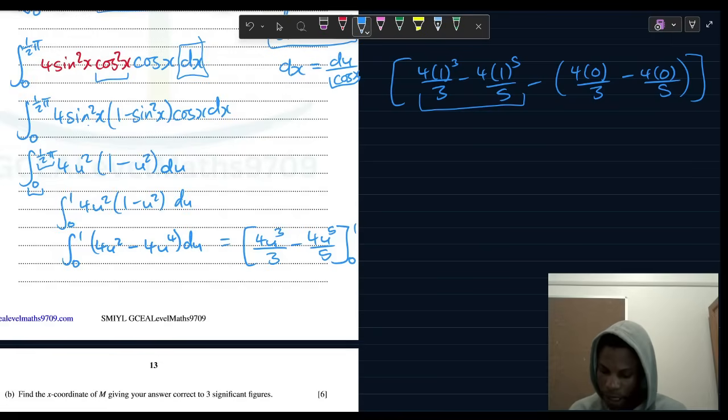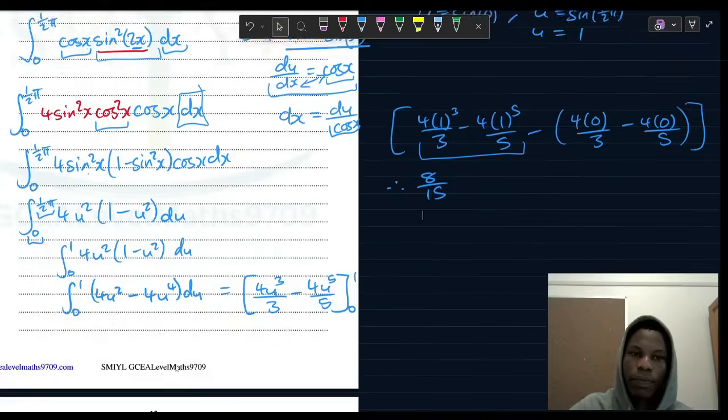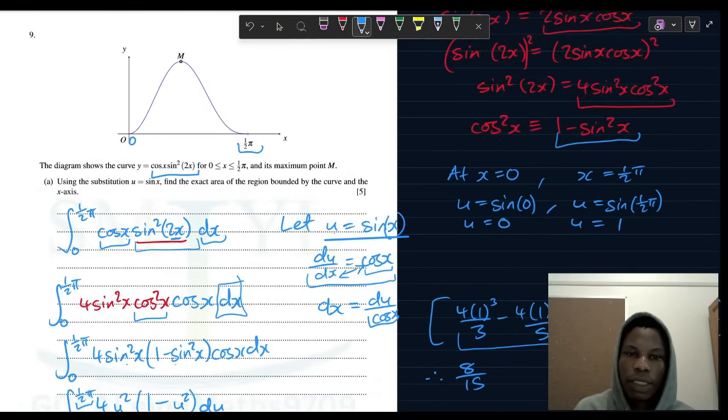So if we punch that into the calculator, that's 4 over 3 minus 4 over 5, and that gives us 8 over 15. So it means that the area bounded by the curve and the x-axis, this whole area, is equal to 8 over 15.